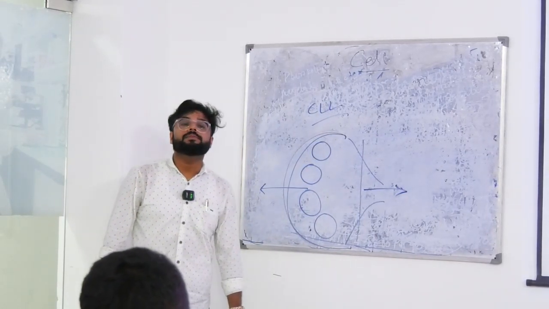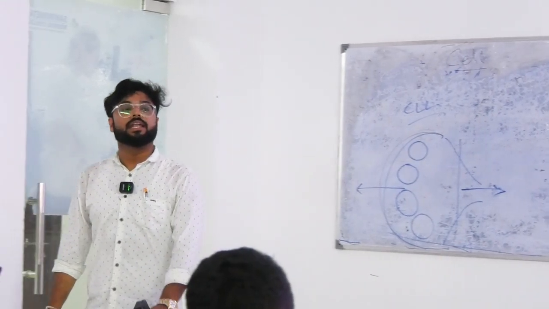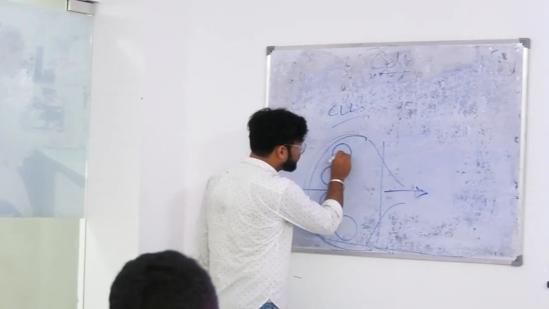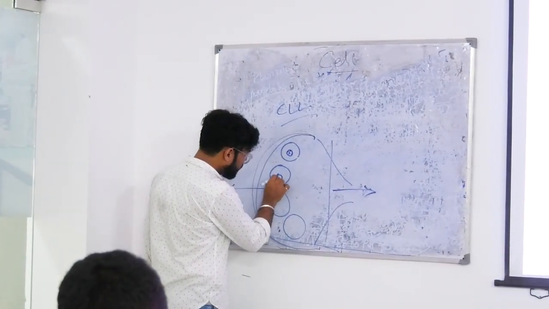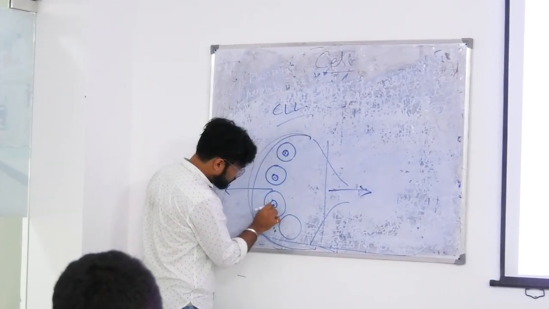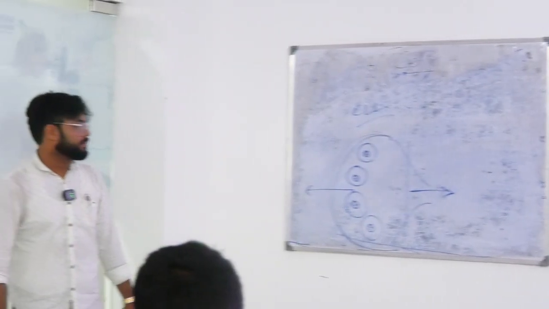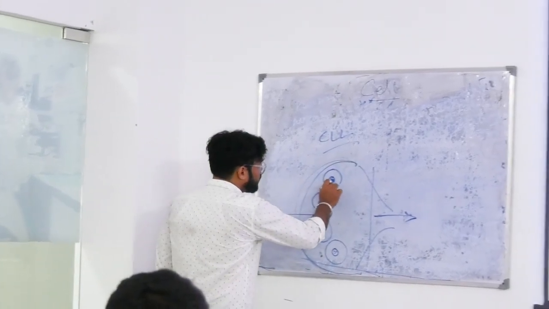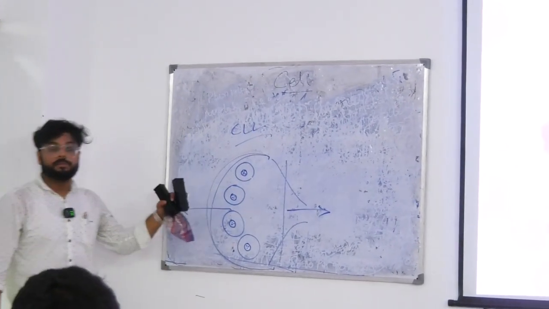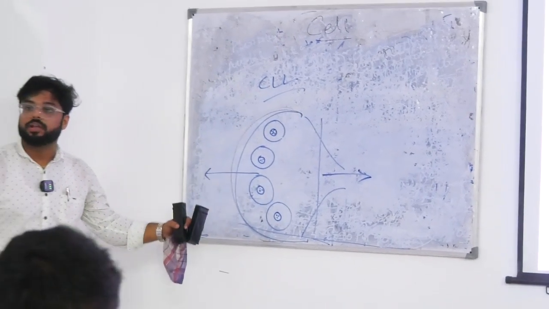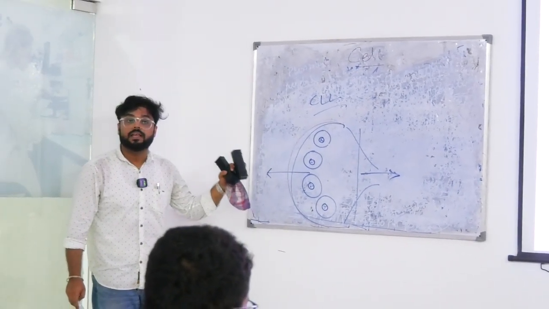The germinal center is basically of two types, primary and secondary. Within the secondary germinal center there will be presence of some follicular dendritic cells. Within the germinal center, if the follicular dendritic cells are present, then this is known as secondary germinal center.